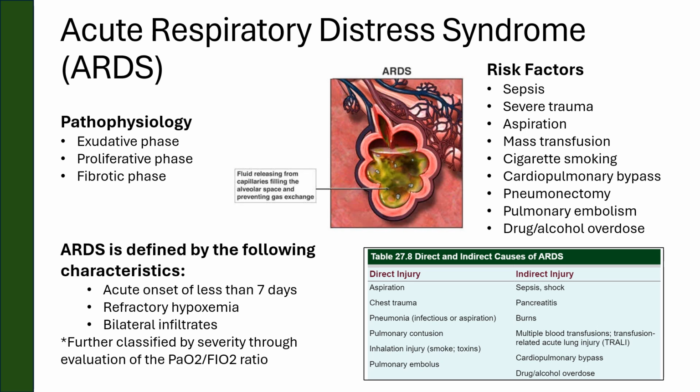So the pathophys on this, there are 3 stages, which we'll talk about each: exudative, proliferative, and fibrotic phase. So risk factors for this, and we're going to go into exactly what this is in a second. So anything major that happens in the body: sepsis, severe trauma, massive blood transfusion, pregnancy, even just cigarette smoking, cardiopulmonary bypass. So all kinds of stuff can lead to ARDS.